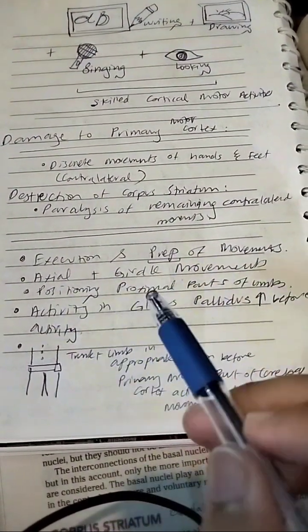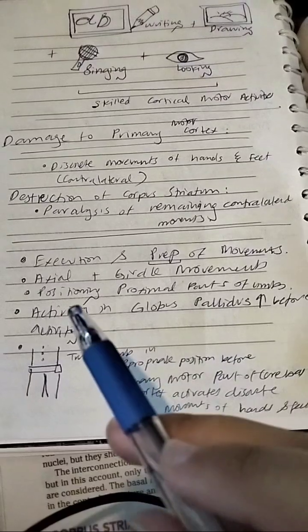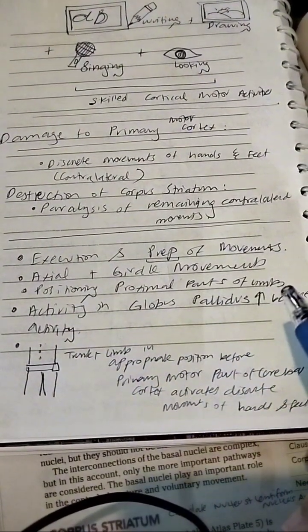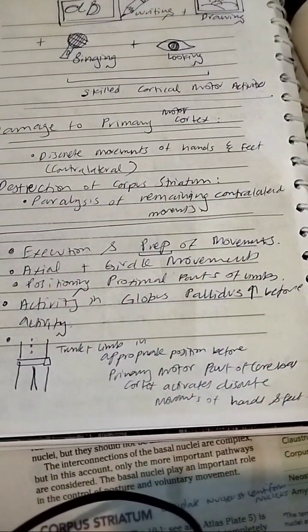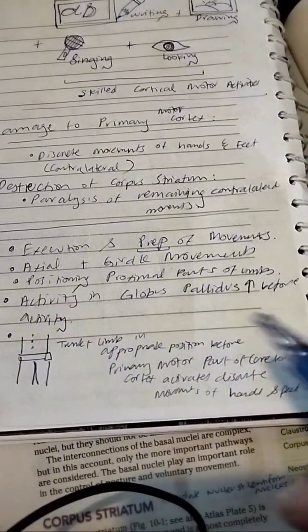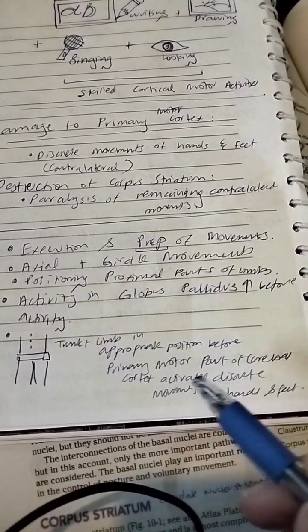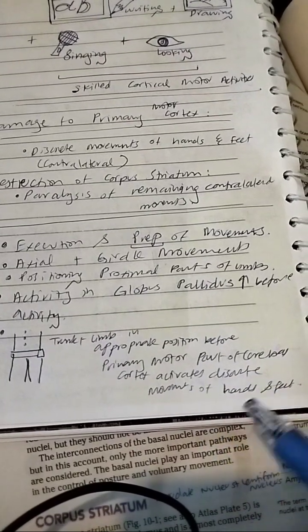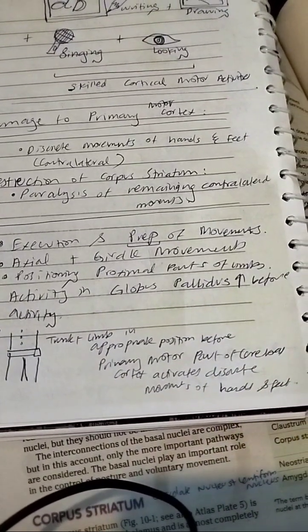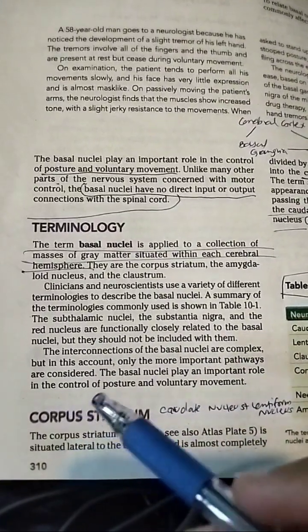And it is also involved in the axial movements as well as the girdle movements, and it is used to position the proximal parts of the limbs. The activity in globus pallidus will increase before the initiation of any activity, and the trunk and limb will be in appropriate position before the primary motor part of the cerebral cortex will activate the discrete movements of the hands and feet. Now let's talk about the corpus striatum.